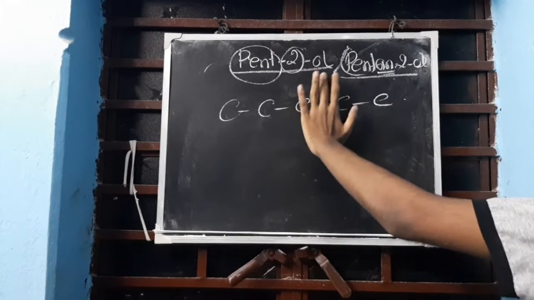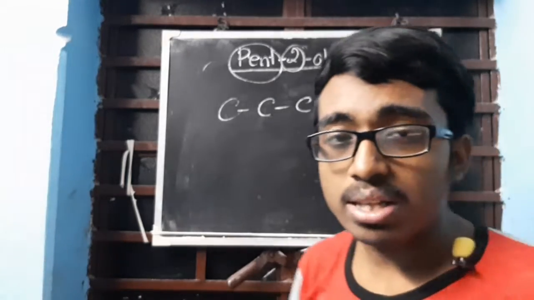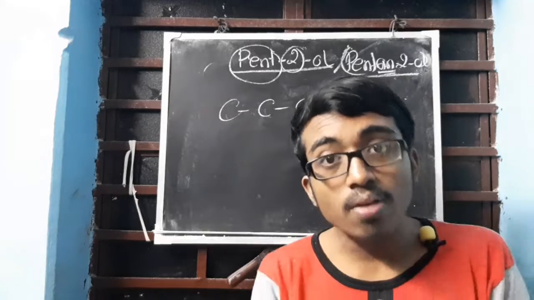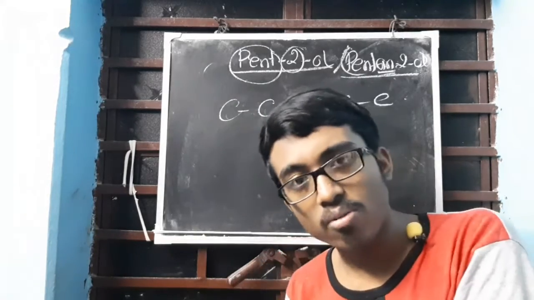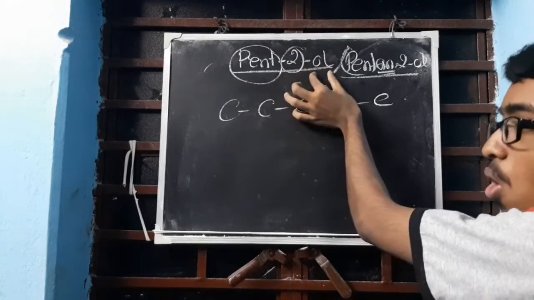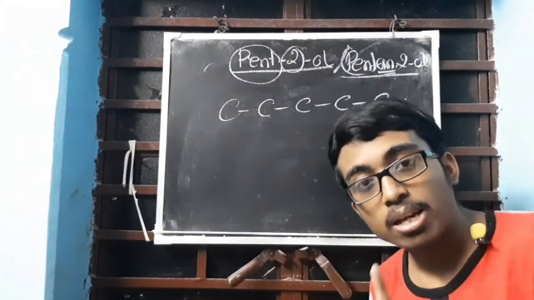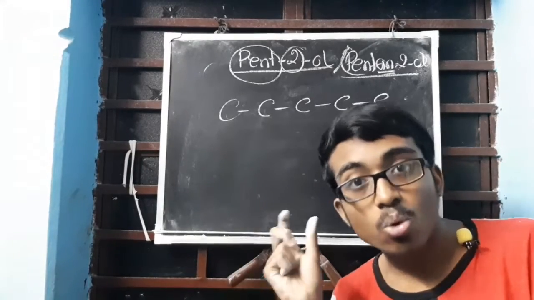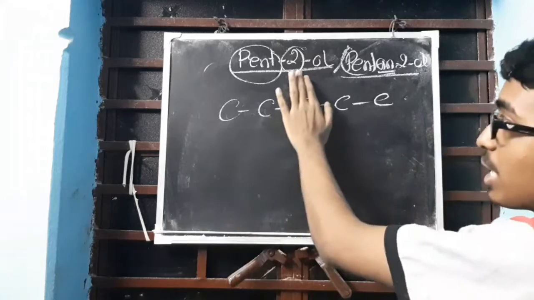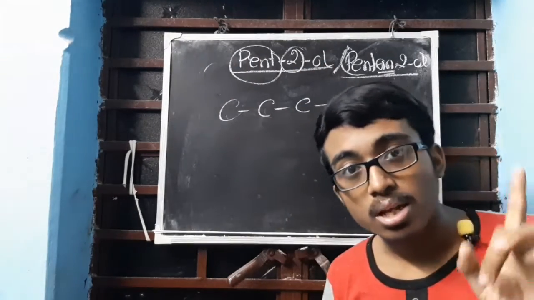Now we have been specified the position of ol. Whenever a number is given in the question, it indicates the position of whatever follows it. 2 is given, and following 2, whatever is written, ol indicates the alcohol group, the functional group alcohol. So that means the OH is present at that particular position, that is, the second position. Now the next thing comes up.